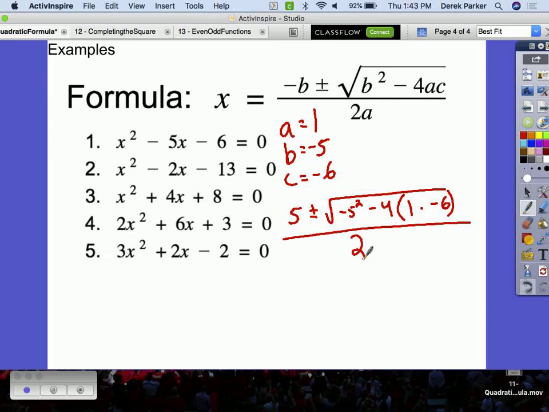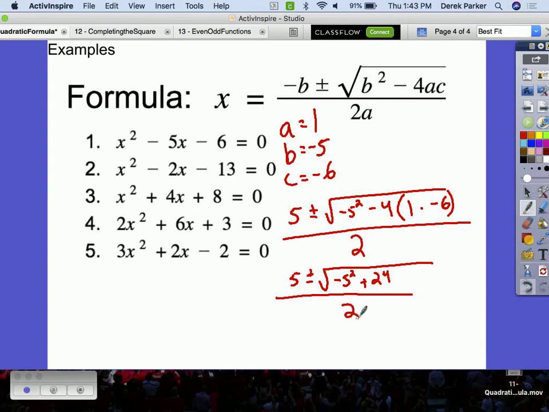Now, you follow the order of operations. This is a glorified order of operations problem. Now, I would highly recommend being very neat, very organized, very tedious when doing these problems. They are not hard. It's just a lot of work. First step, do what's in the parentheses, and I get -6. -6 times -4 gives me positive 24. So 5 plus or minus the square root of -5 squared plus 24. All that divided by 2.